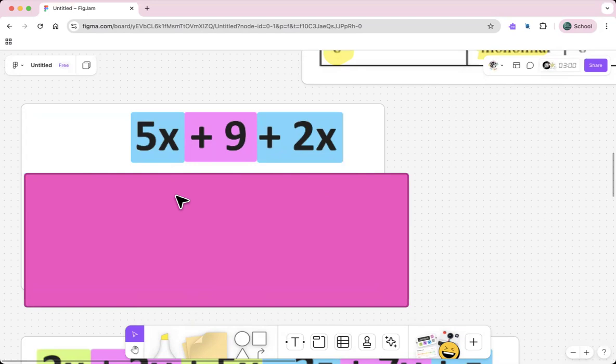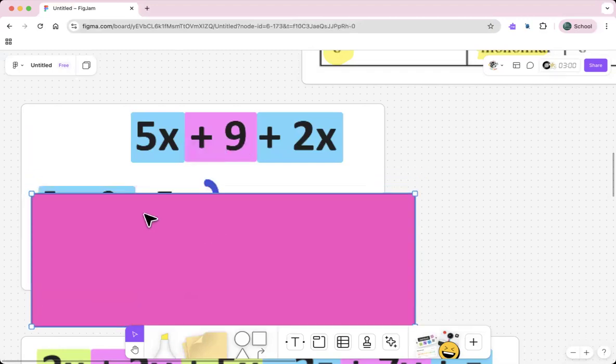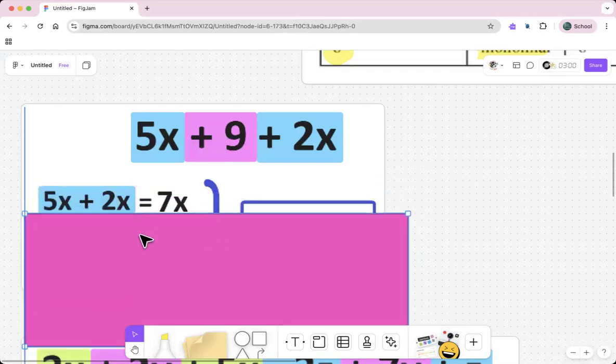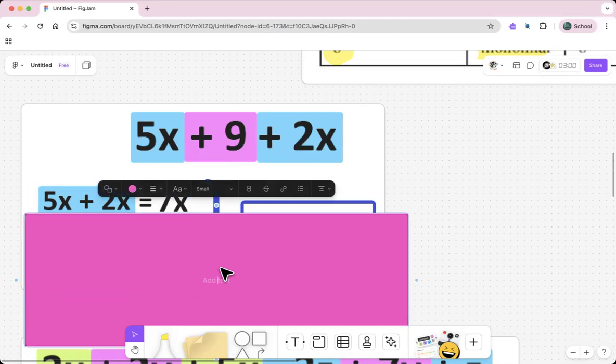So to identify like terms, in your homework, if you have highlighters, please highlight the terms that are the same. So for example, 5x, x is the power of 1 in the term 5x, and 2x also has x to the power of 1. Positive 9 is a constant number, so it is not the same as the 5x and the 2x. So 5x plus 2x adds up to 7x.